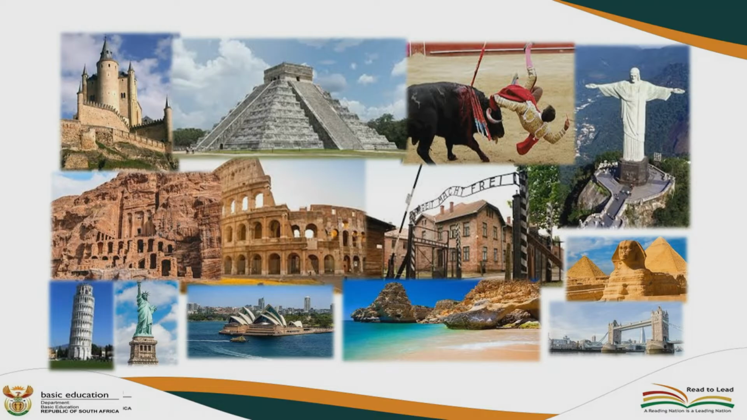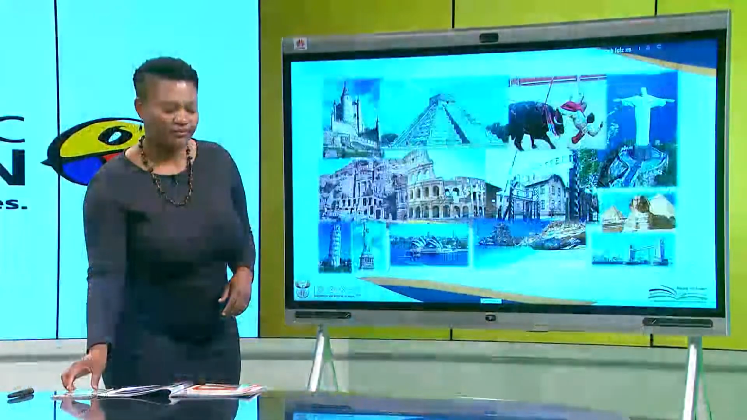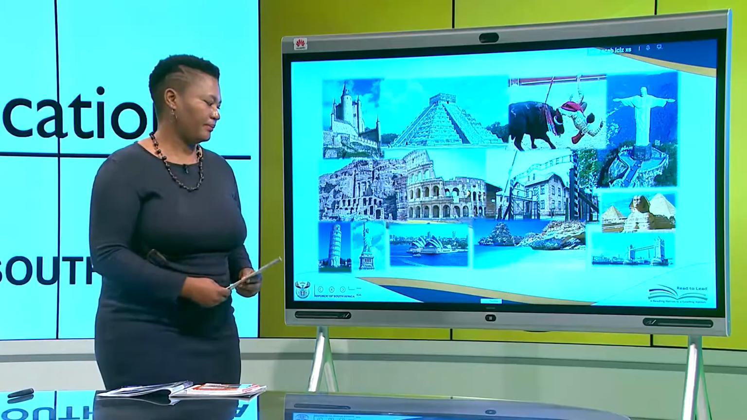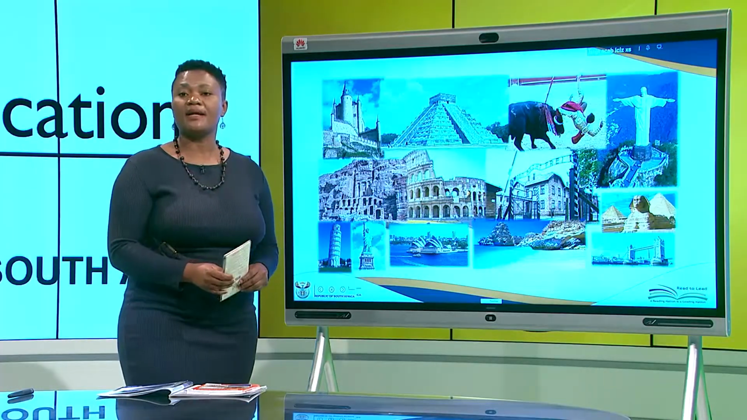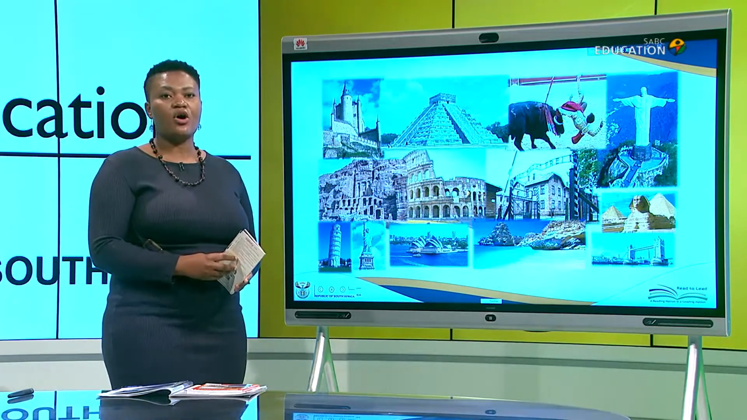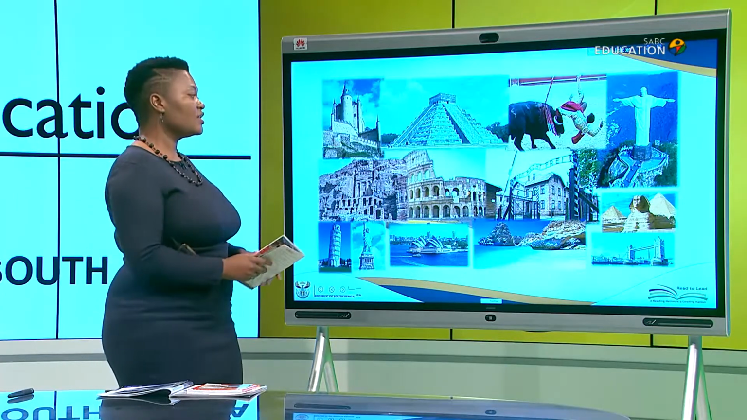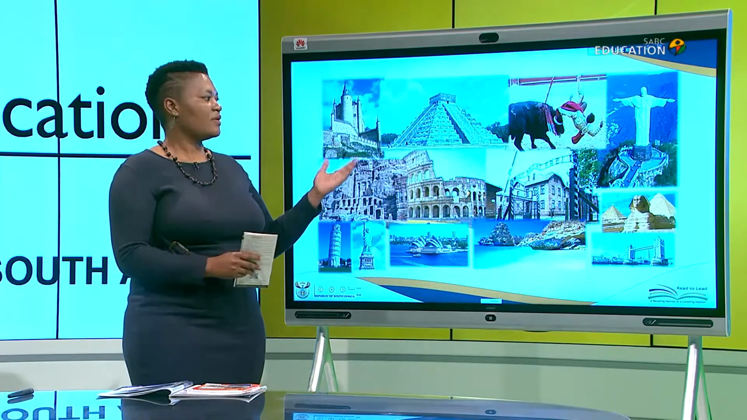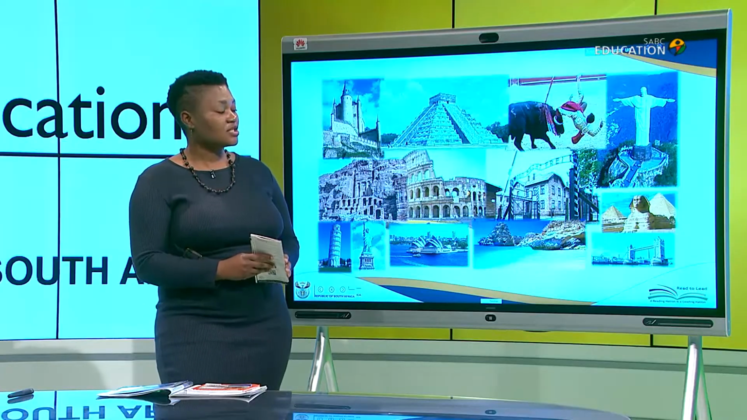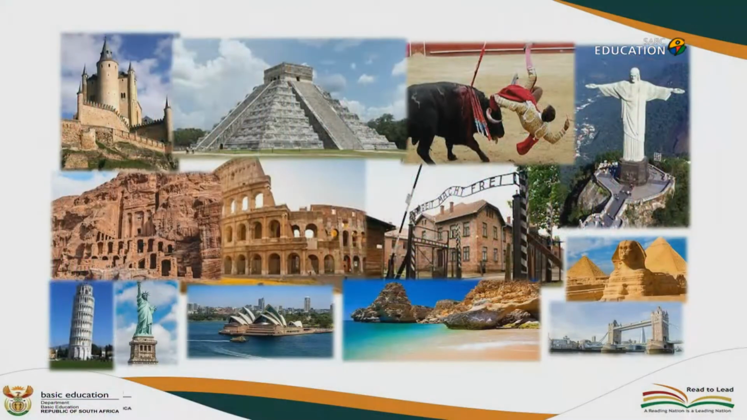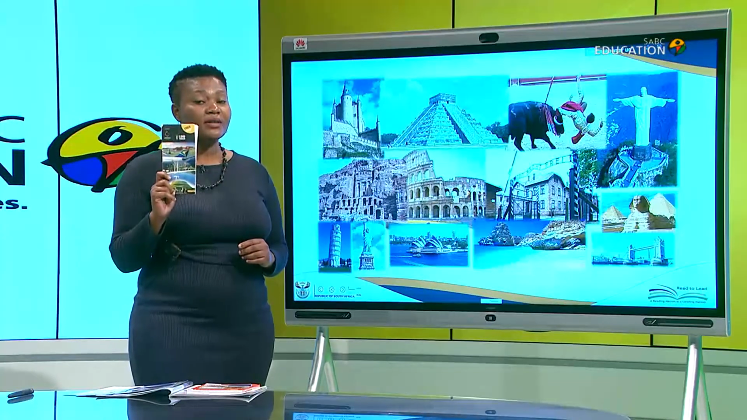Now, I'm about to do something. Remember, what's our topic? Our topic is factors contributing to the success of a tourist attraction. So on the screen, you can see that we've got images. It's a collage of the different icons that you learned about in grade 12 for 2020. So then again, I've brought this to class because we cannot only just rely on the screen all the time. So ma'am brought these to class.